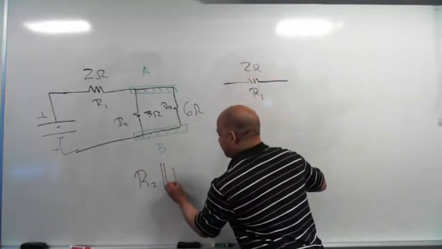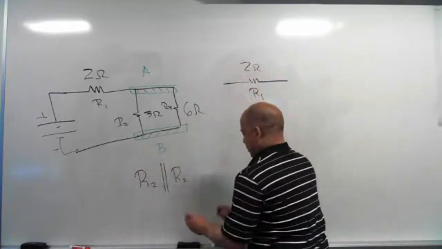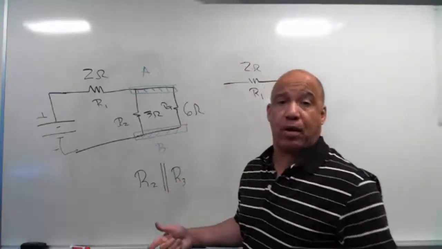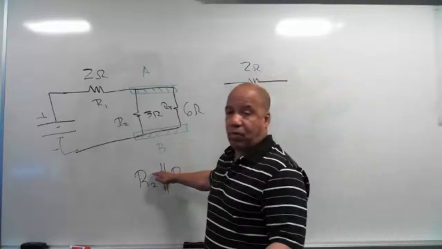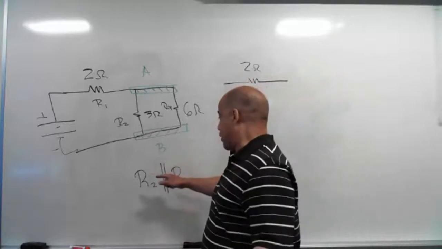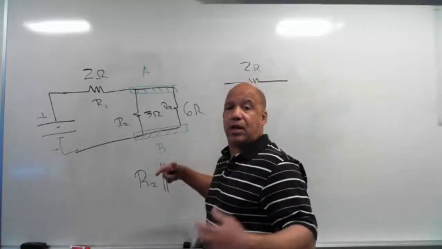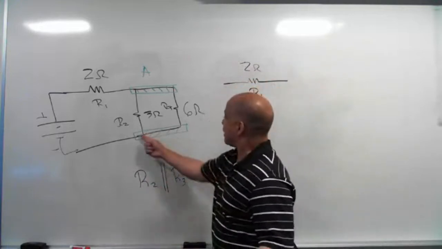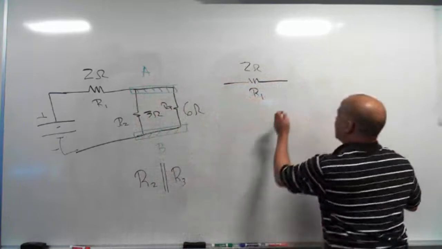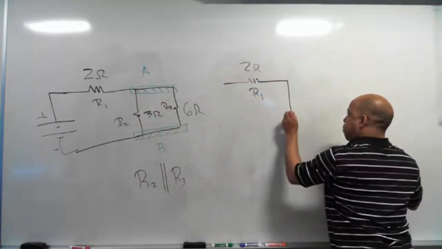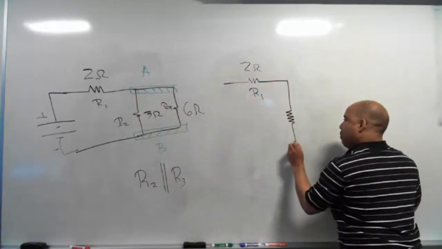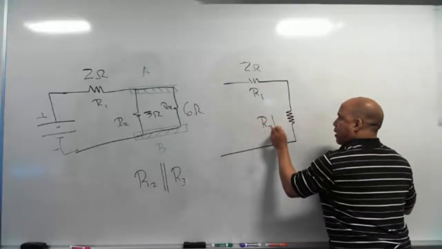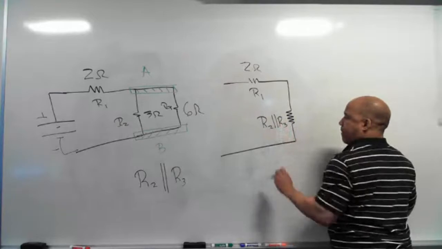So if I do this, I'm trying to tell you that R2 and R3 are in parallel. And you can either use the 1 over R rule to find the total, or use the product over sum to find the total. Some kind of way you got to find the total, but this is the name of that total. So I'm going to combine these into one. I'm going to draw one resistor here. I'm going to call it R2 parallel R3.